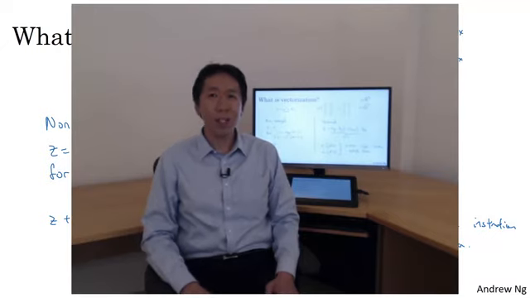So you've seen how vectorization can significantly speed up your code. The rule of thumb to remember is, whenever possible, avoid using explicit for loops. Let's go on to the next video to see some more examples of vectorization and also start to vectorize logistic regression.